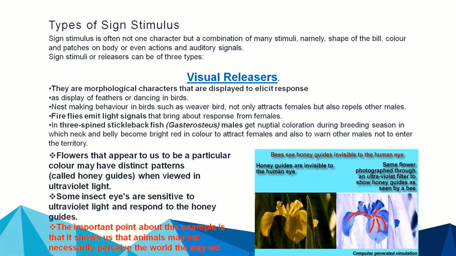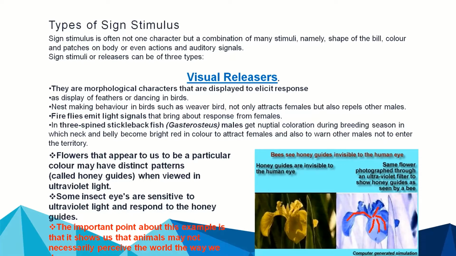For example, display of feathers or dancing in birds. We have seen, it's a very common example, the display of feathers by the male peacock to attract the females for mating. Nest making behavior in birds such as weaver bird not only attracts female but also repels other males. Next example, we have seen fireflies. Now see, fireflies, they emit light signals that bring about responses from females.